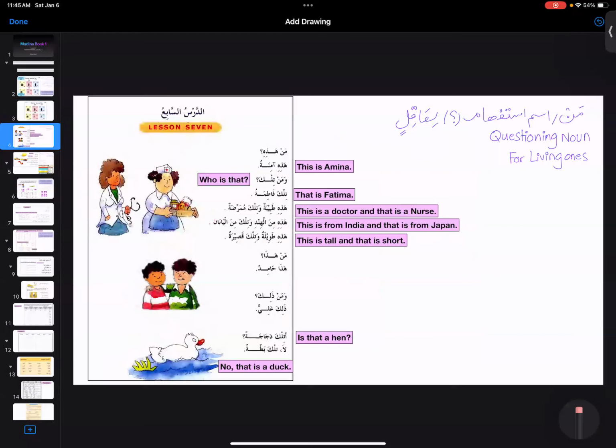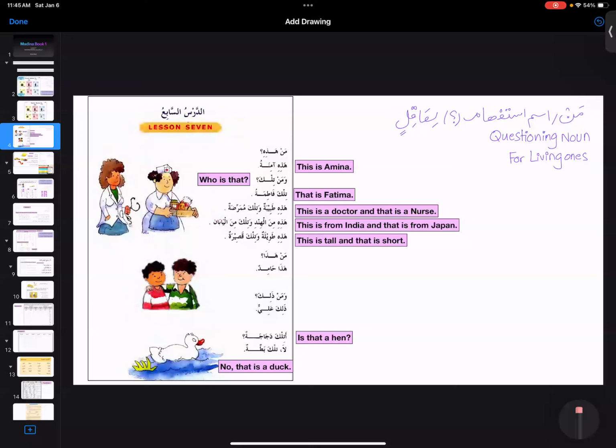Now, moving on. Today we have lesson number 7. Darsus Sabi'u. What is the word for 7? Saba'a or Sabi'u. Ad-Darsu Sabi'u.